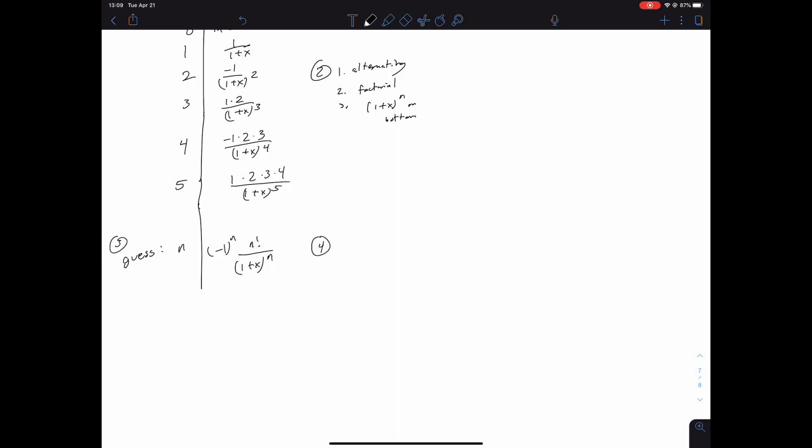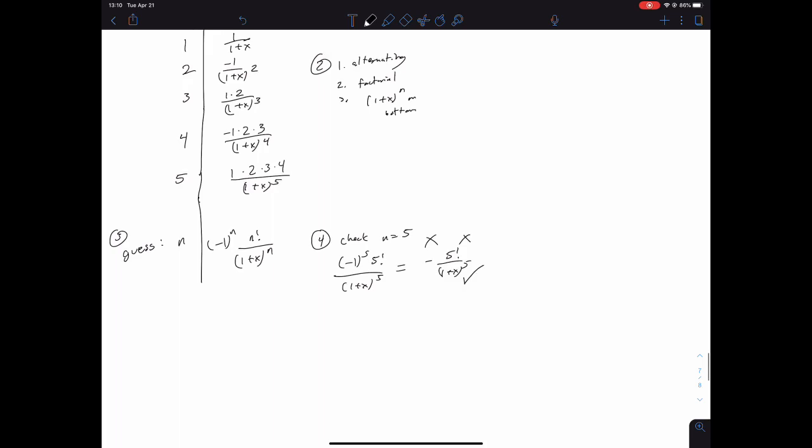Step 4 here will be my check. So check n equals 5. This is the last one I did. So our projection, our guess says it should be negative 1 to the fifth, 5 factorial over 1 plus x to the fifth. And this says it's negative 5 factorial over 1 plus x to the fifth. So this is great, and these two are wrong this time. So the sign is wrong, so I will change to the actual answer.